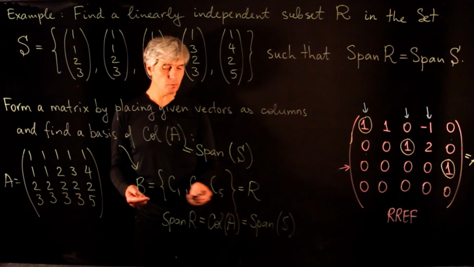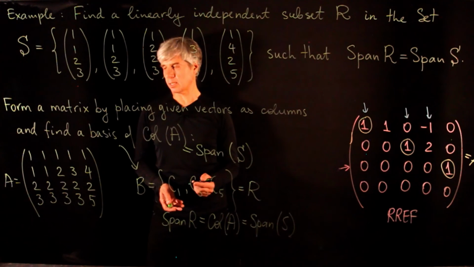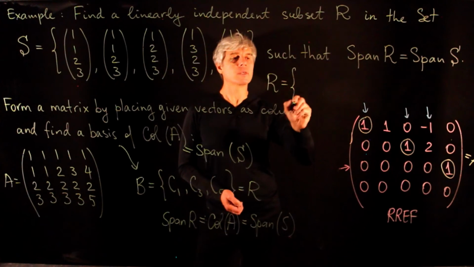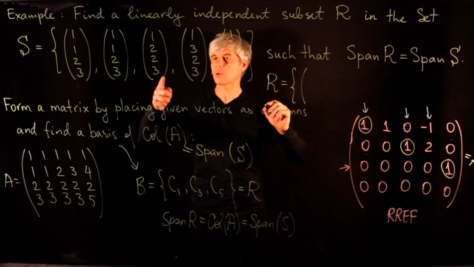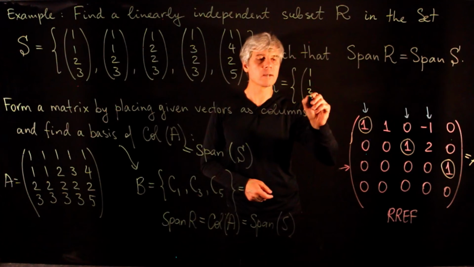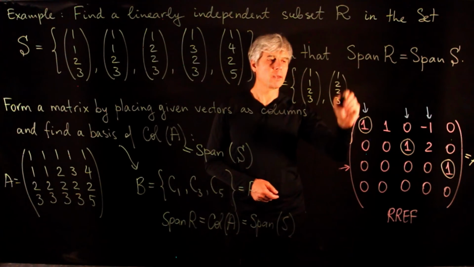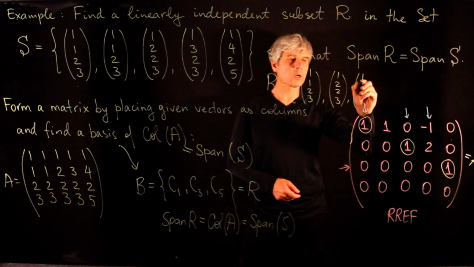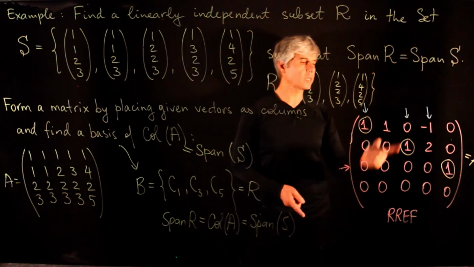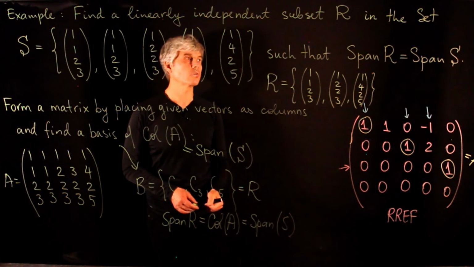And so this set of columns is linearly independent. And so what we see is that the answer to this question is that R is the first, third, and the fifth vector from this set. So 1, 1, 2, 3, 1, 2, 2, 3, and 1, 4, 2, 5. So this selection of this subset is determined by positions of pivots in reduced row echelon form.